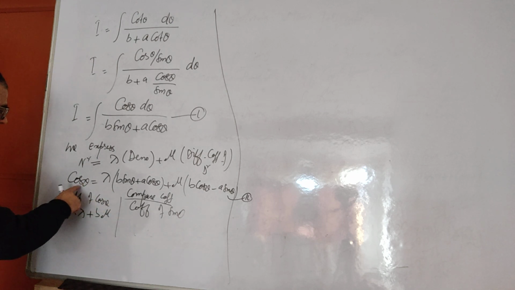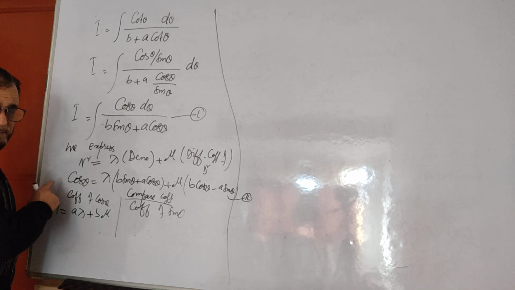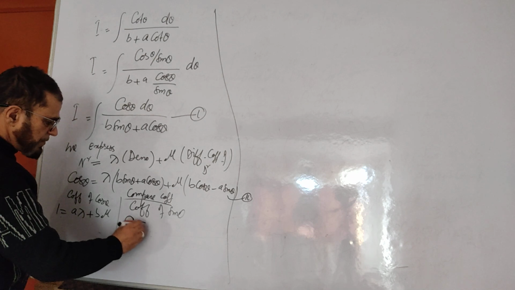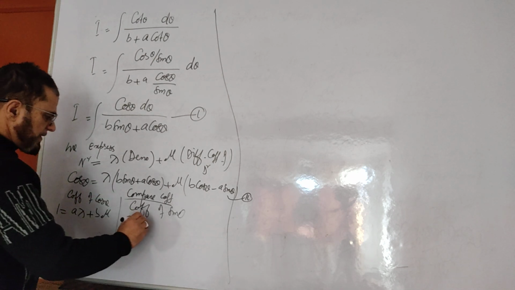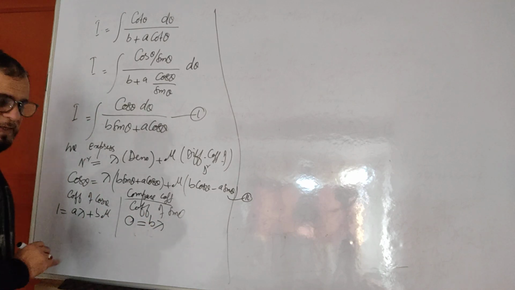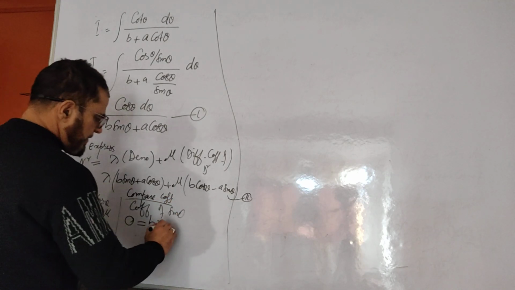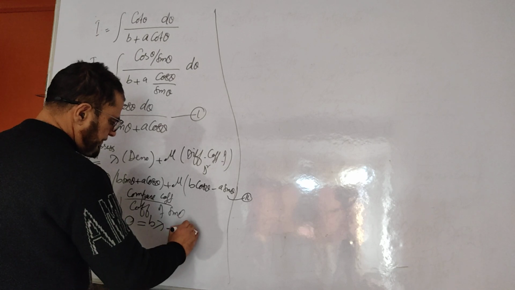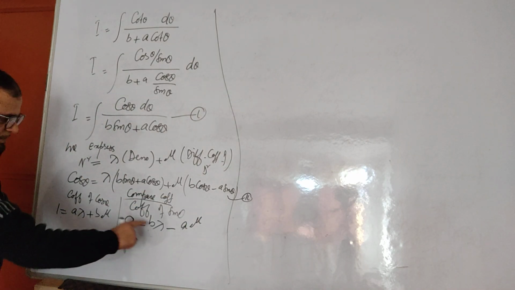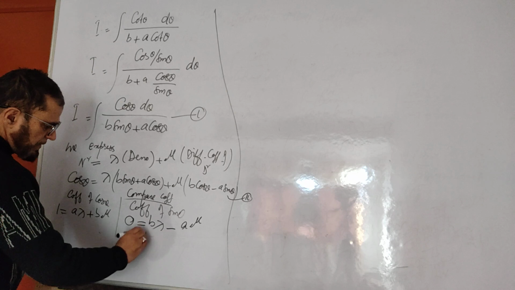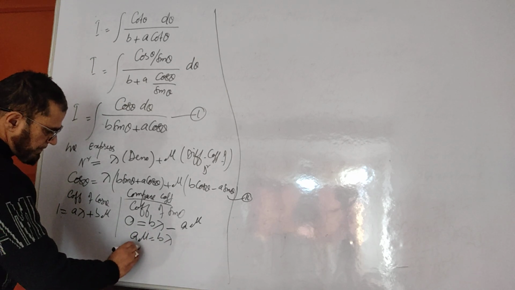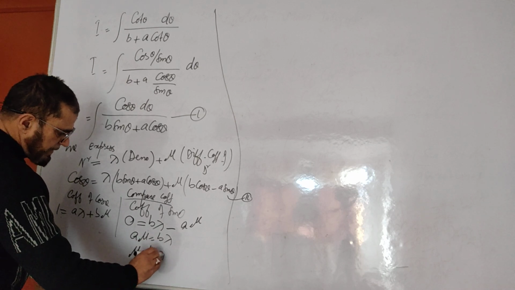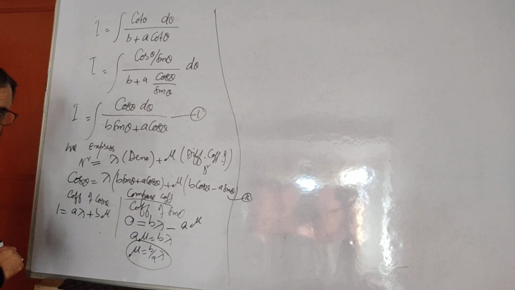Then sin theta, compare. You don't have sin on the left, so on the right its coefficient is 0. You have sin here, it is b lambda. You have sin here, it is minus a mu. So from this you get a mu is equal to b lambda, or mu is b by a lambda. Your mu is in terms of lambda, b by a lambda.